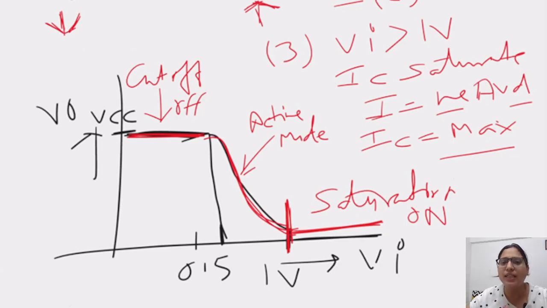We already discussed these active, cutoff and saturation modes in our DC load line topic and a few other topics. So this is the topic of switching. We are considering here only the switching purpose of the transistor, so we are using the common emitter configuration here with an NPN transistor. We have the cutoff region, which is the off state of the transistor, and the saturation region, which is the on state of the transistor. So this is the whole operation in which we discuss the switching of the transistor.